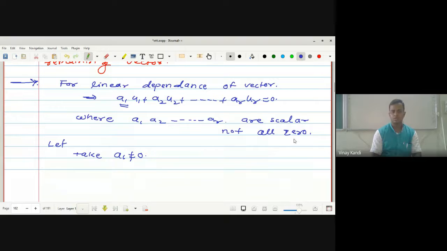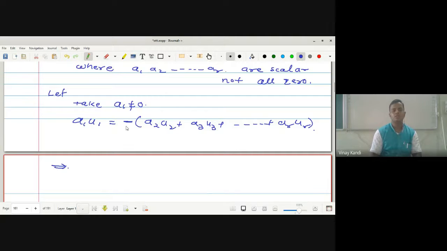Not all zero means that not all of the scalars are zero. For our convenience, let this a1 be not equal to zero. So what do we get? a1 u1 is equal to minus, taking this equation to the right side, a2 u2 plus a3 u3 plus and so on up to ar ur, with negative sign. Since a1 is not equal to zero, we can divide throughout the equation by a1. So u1 is equal to minus a2 by a1 into u2 plus a3 by a1 into u3 plus and so on up to ar by a1 into ur.